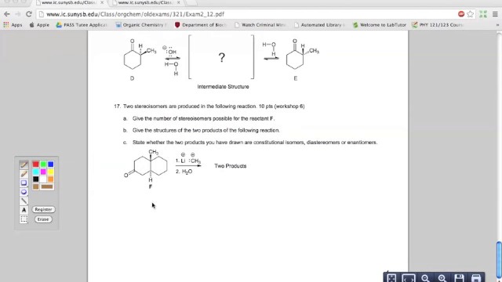Two stereoisomers are the product of the following reaction. Give the number of stereoisomers possible. So the little equation that you need to know is 2 to the n, and n is the number of stereocenters that you have. And right here we have 2 stereocenters. So 2 to the 2 equals 4 stereoisomers.